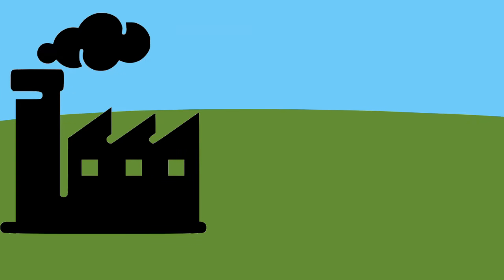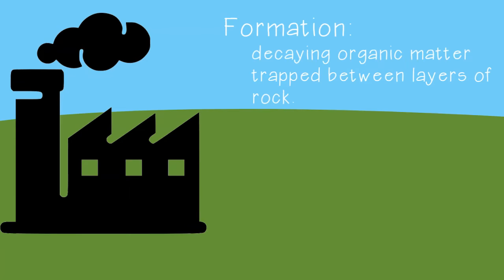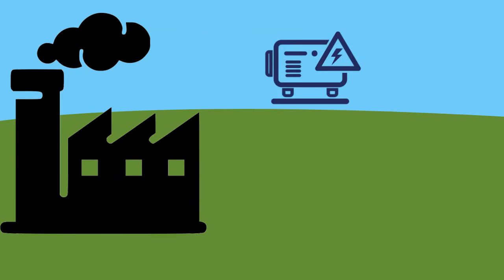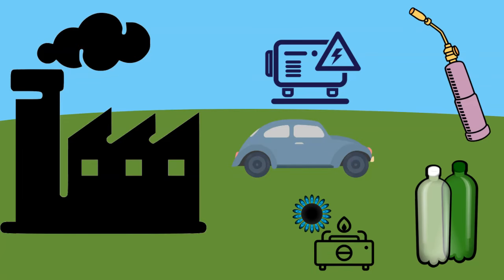The last fossil fuel is natural gas. Natural gas is a flammable gas consisting of large amounts of methane and other hydrocarbons used as a fuel. Like petroleum, natural gas is formed by decaying organic matter trapped between layers of rock. Natural gas consists of more volatile hydrocarbons than oil. Natural gas is used for electricity generation as a heat source, cooking, fuel for vehicles, the manufacture of plastics, and the manufacture of organic chemicals.